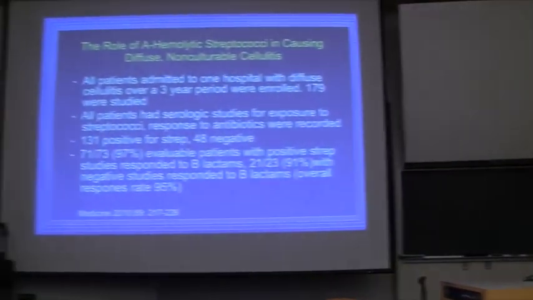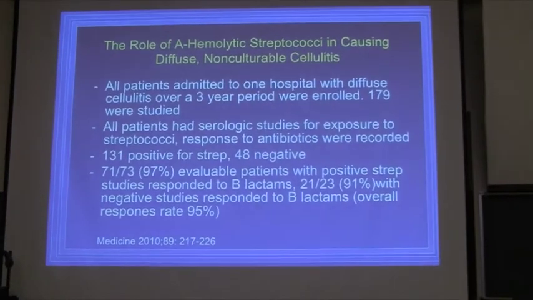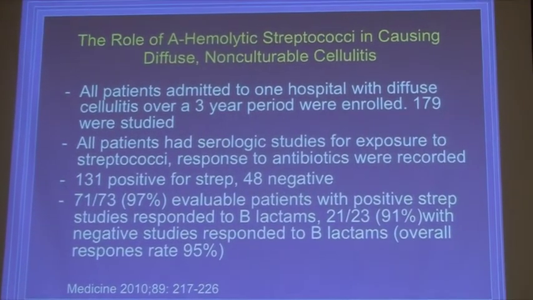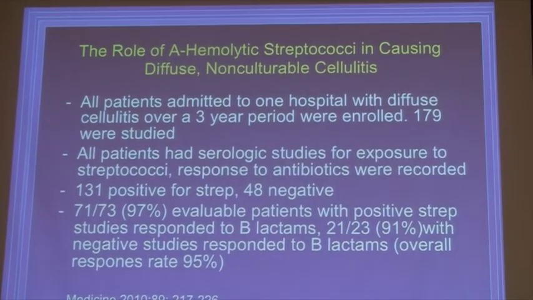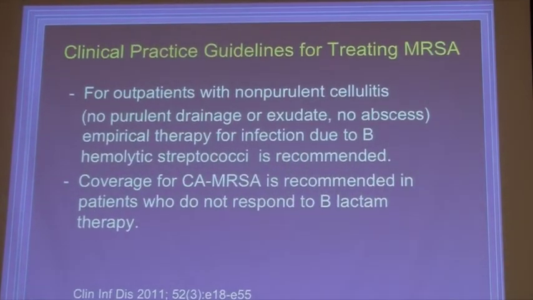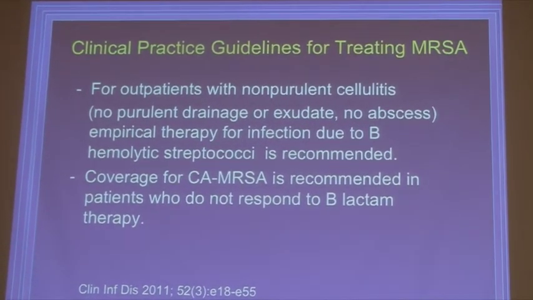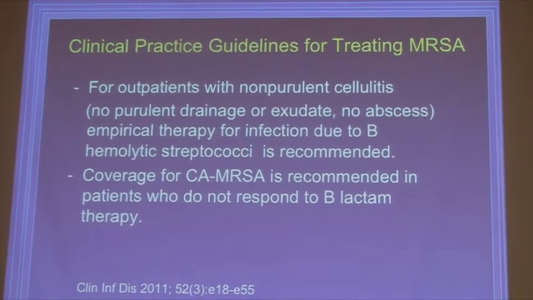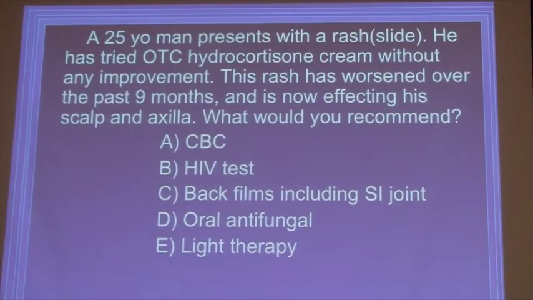Here's a study showing a remarkable response rate, 95% overall, when the penicillin beta-lactam class drugs were used. These patients don't need vancomycin, and they don't need trimethoprim sulfa. Current practice guidelines for treatment of MRSA in outpatients with non-purulent cellulitis, no drainage, no abscess, say go ahead and treat with a beta-lactam antibiotic and not worry about MRSA.